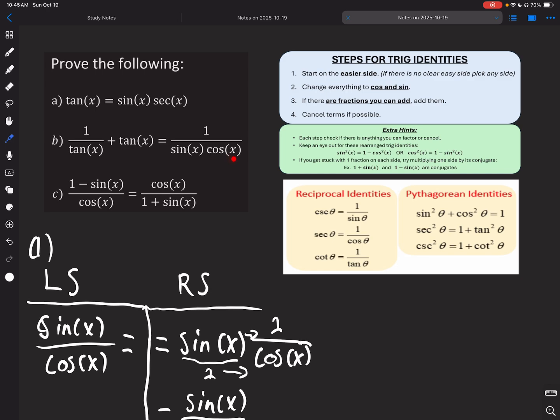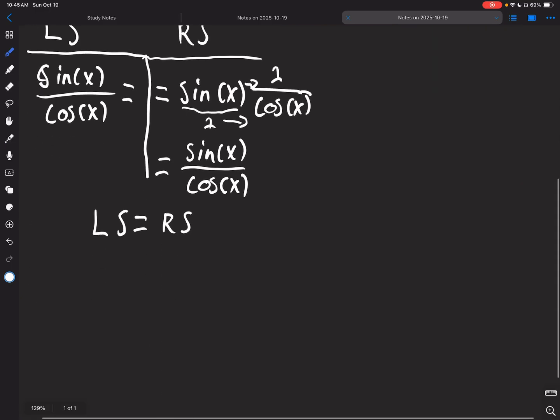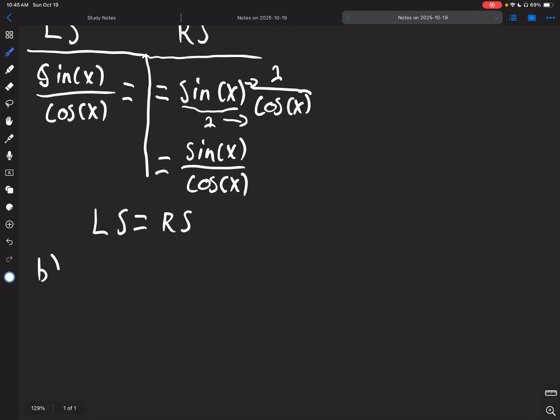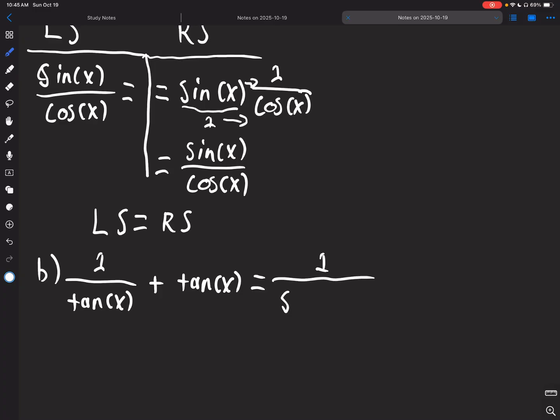It's already in cosine sine. There's no fractions to add, and there's nothing to cancel. So our right side's actually already done for us. So let's just write that out first. So our question is 1 over tan x plus tan x is equal to 1 over sine x cos x.